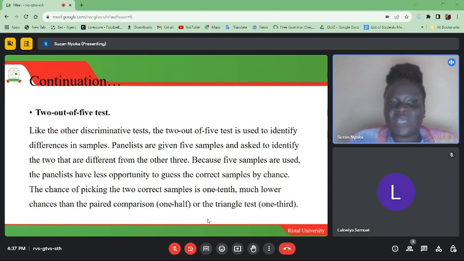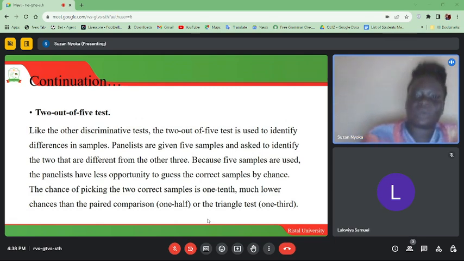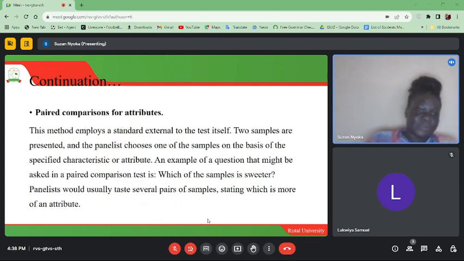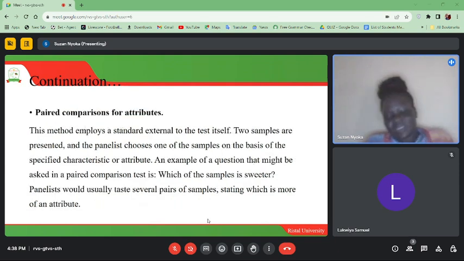Because five samples are used, the panelists have less opportunity to guess the correct samples by chance. So the chance of picking the correct sample is 1 out of 10, much lower than the paired comparison or the triangle test.